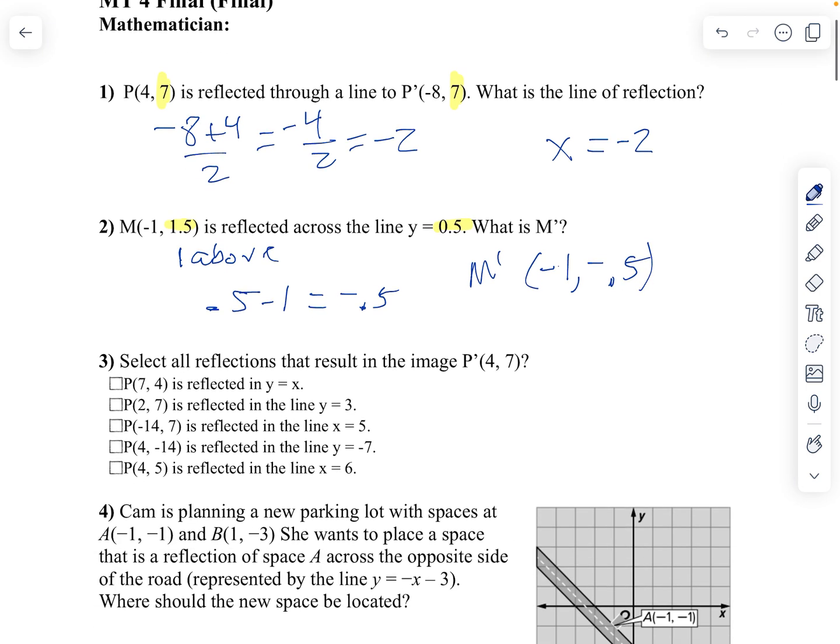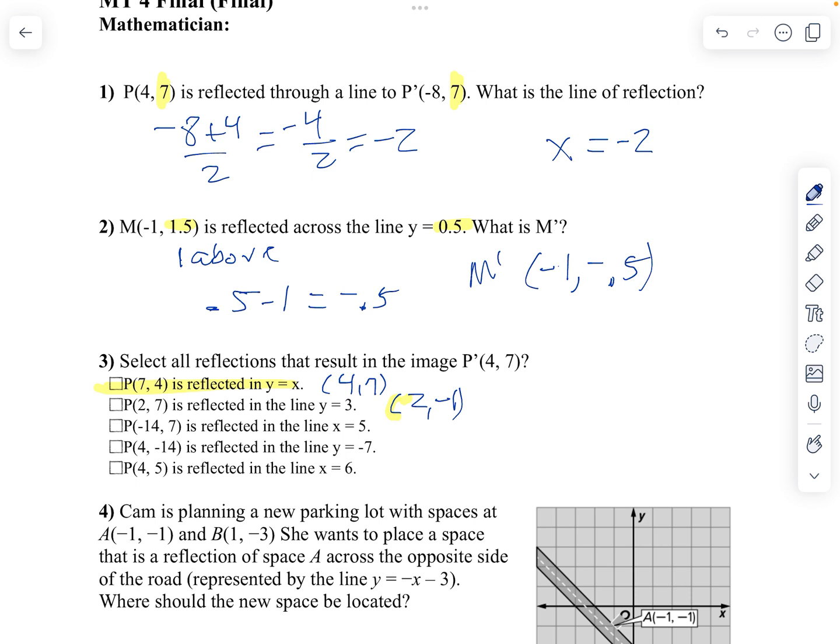Now I want to look at all these transformations, so I'm going to actually do them. So if I take 7, 4, and I reflect it across the line y equals x, I'd get 4, 7. And 4, 7 is correct then, isn't it? So definitely that one. Okay, if I do the line x equals 3, 7 is 4 above 3. So if I go 4 below 3, I'd be at -1. So I'd be at 2 and -1. That is not 4, 7, is it?